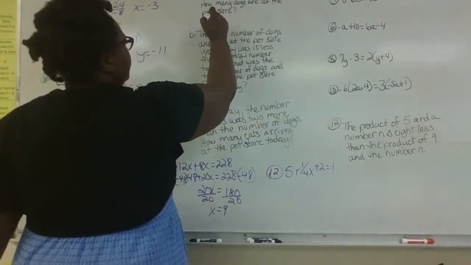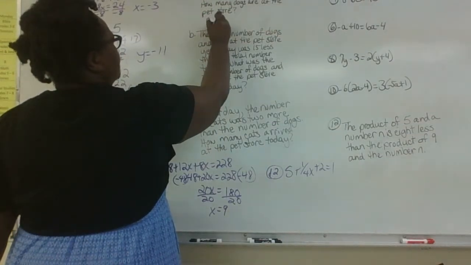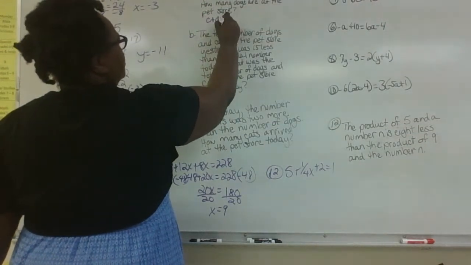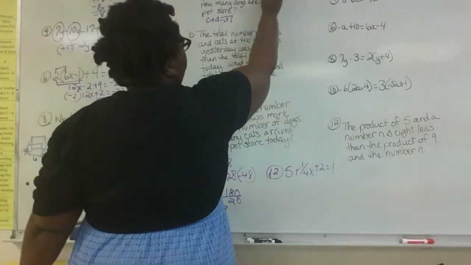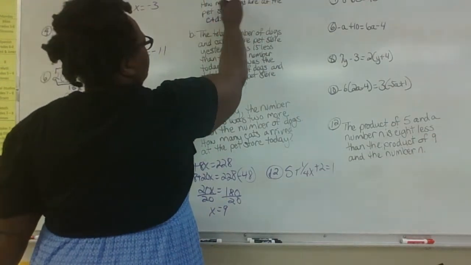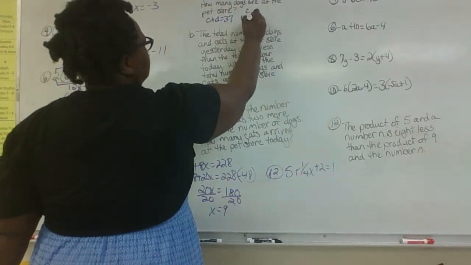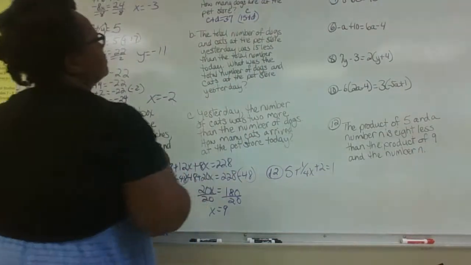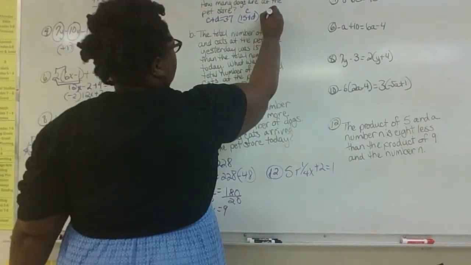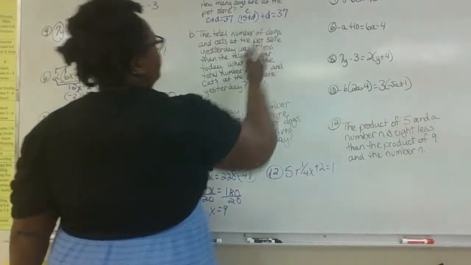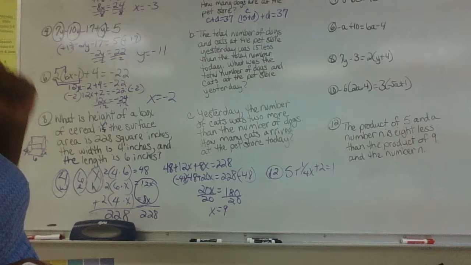We have cats plus dogs equal 37. Cats is 15 more than dogs. So the cats represent 15 plus D, the dogs. That's the cats. And then the dogs represent D. Plus D equals 37. That's our equation.